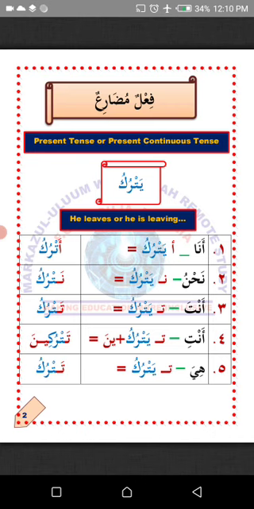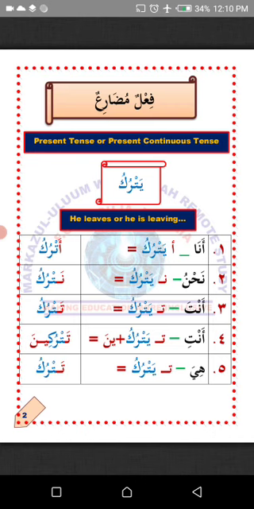Ithnan, number two. Nahanu, we. So how do we change the verb yatruku to suit nahanu? All you need to do is to detach yaun and attach nunun. The verb yatruku will now become natruku, which means we are living or we live.